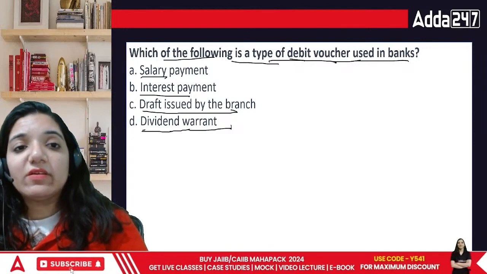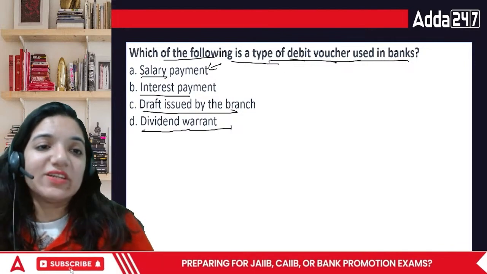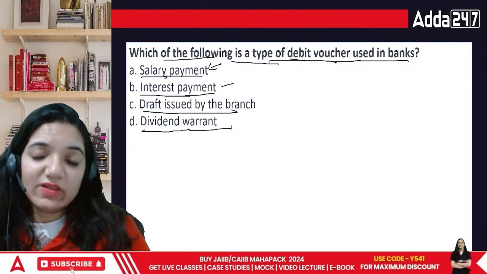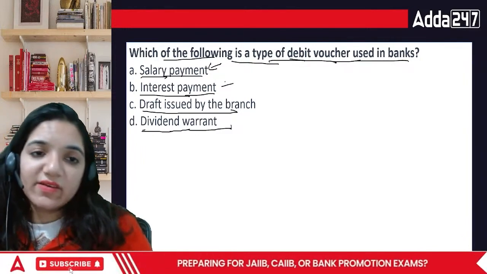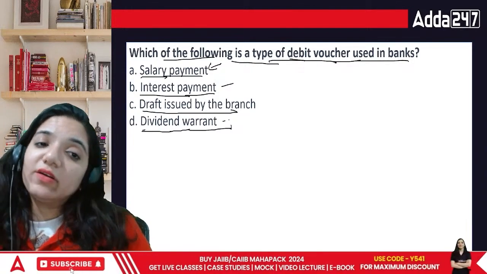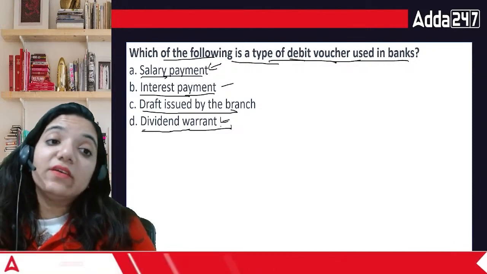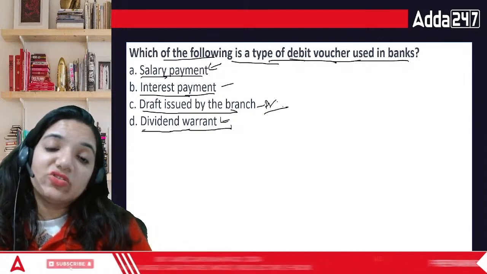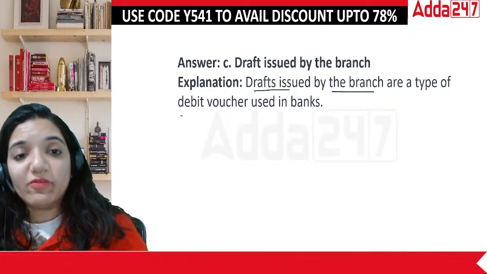Salary payment is credited into the accounts. You always see that message, salary being credited into our account. Then interest payment, we will assume that it is the bank giving us the payment of interest, so this is also a plus point. Dividend warrant, again, you are getting something. Again, it's going to be on your credit side. The draft issued by the branch, that would be a debit one.